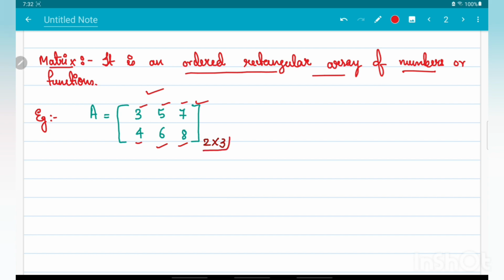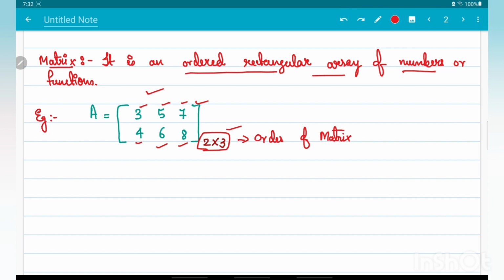Now if you see this one, it is written as 2 into 3. Now this part is called the order of the matrix. Now what do you mean by order of matrix? So first of all, in this matrix there are two rows. This is one row and this is another row. Okay, there are two rows in this matrix. 3, 5, 7 is the first row of this matrix, and 4, 6, 8 belongs to the second row of this matrix.